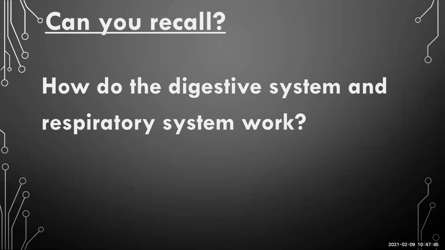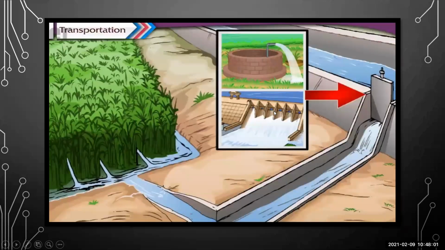Now, can you recall how the digestive system and respiratory system work? We have already studied this in the previous years. Now we all know how our digestive system works. We eat the food, then we chew the food, then it goes to the stomach, the important nutrients are absorbed by the intestines, and whatever waste material is there is thrown out of the body.